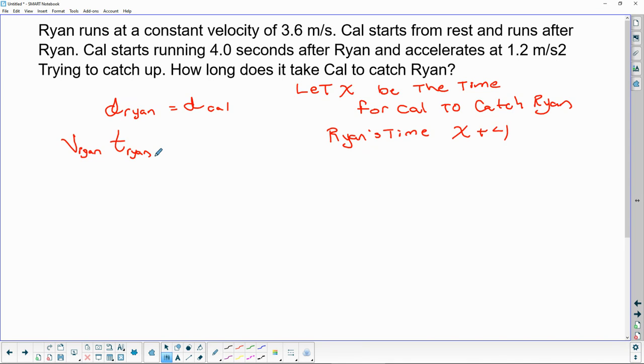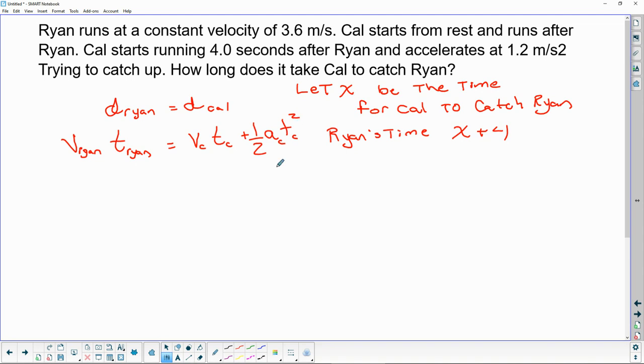There are 3 equations, if we look back, that have distance in them. One has the initial and final velocity in it and acceleration. One has the initial and final velocity and time in it. And one has the initial velocity, time and acceleration. The one that we're going to pick is this one: the initial velocity of Cal times the time of Cal plus 1/2 times the acceleration of Cal times time of Cal squared.